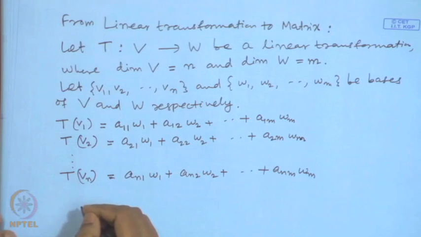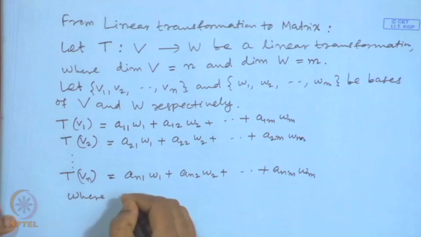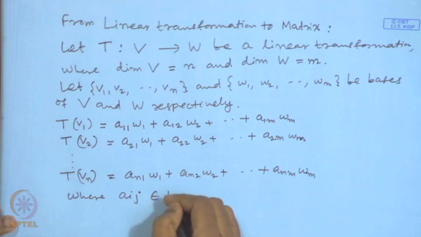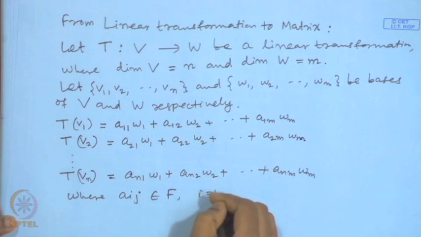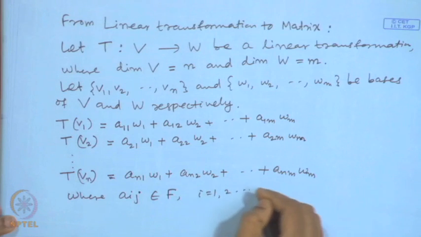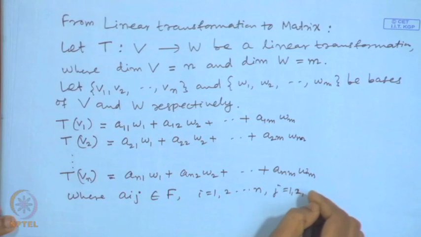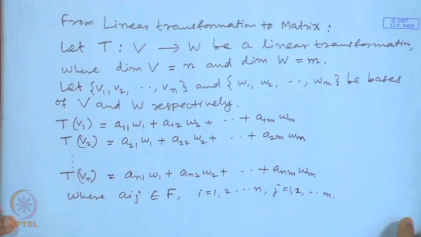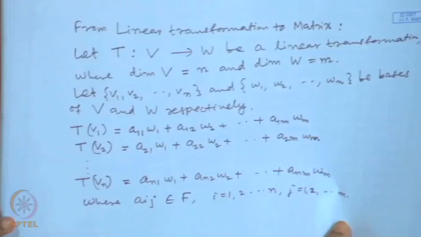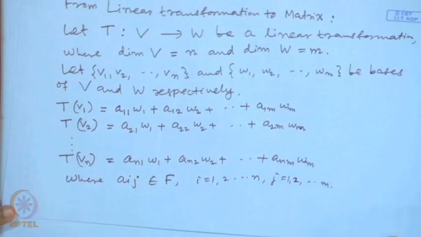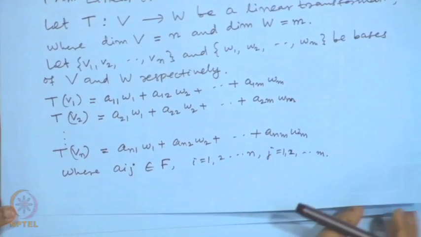Here all these Aij, where i is from 1 to n and j is from 1 to m, they all belong to this field F. So, now from this expression we find the matrix corresponding to the linear transformation T, and it is like this.